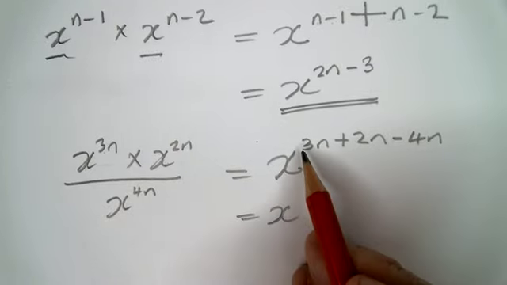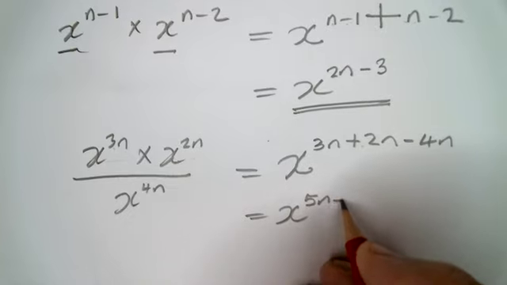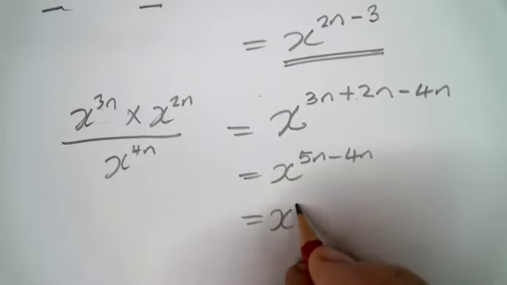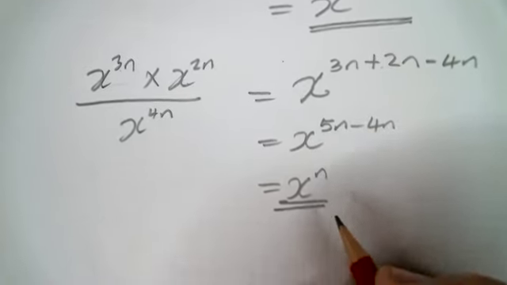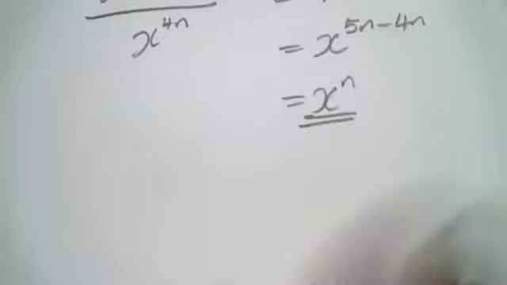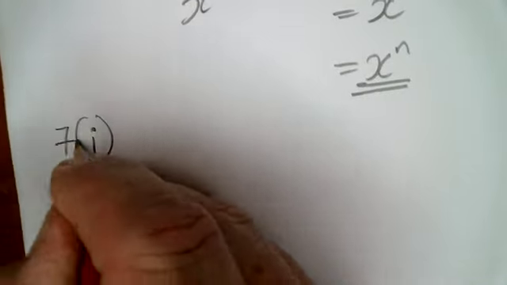Now I've got a 3 and a 2 is a 5n. I'll write it out so you can see it. 5n minus 4n. And of course, 5n minus 4n is just going to be n. So there's going to be my solution. All right, now let's have a look at number I. Here we go. So this is 7i. Now, the same principle applies. Let's have a look at that and see where we end up.